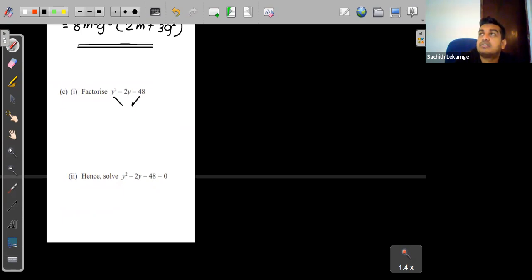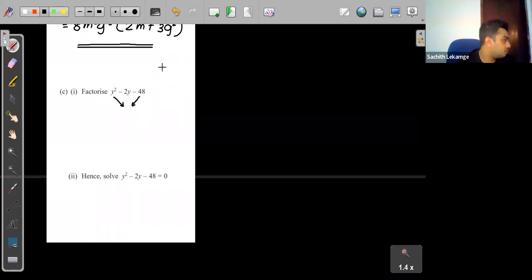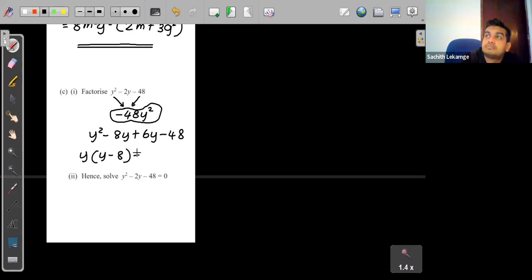Quadratic factorization. Is there anyone who finds quadratic factorization difficult? Ramin, Dina, Vithil, okay, Nick? Maybe you do. So this is minus 48 y squared. Then what are the factors? Minus 8x. Yes, yes. So what are the factors?